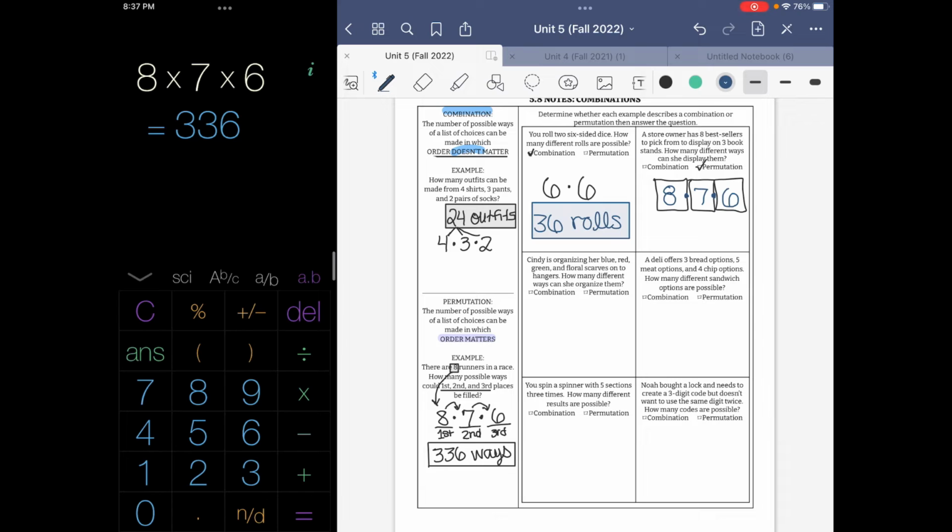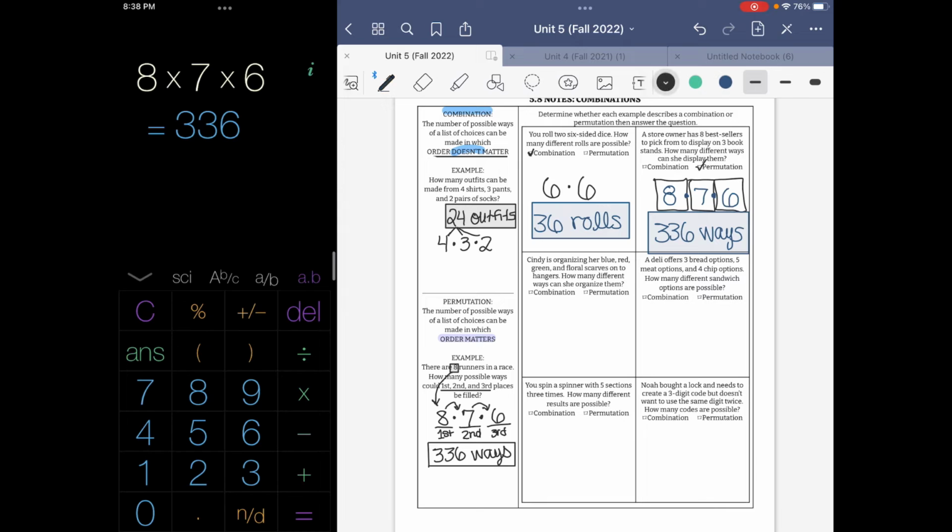That's actually the one we already did. If you look over here on the left, we already did 8 times 7 times 6. So there are 336 ways that this bookstore owner can display her books. So realize that was 2 problems, but they were really asking you to do the same math.